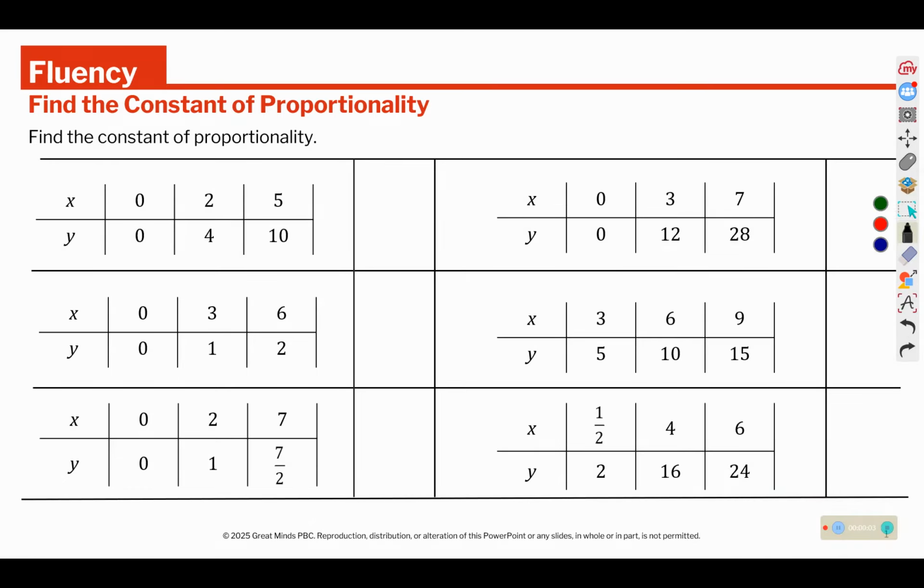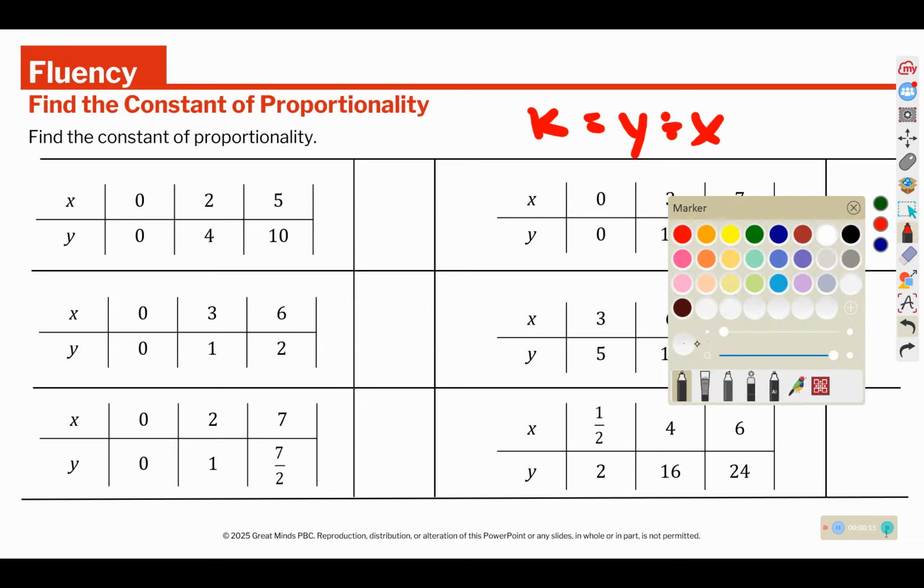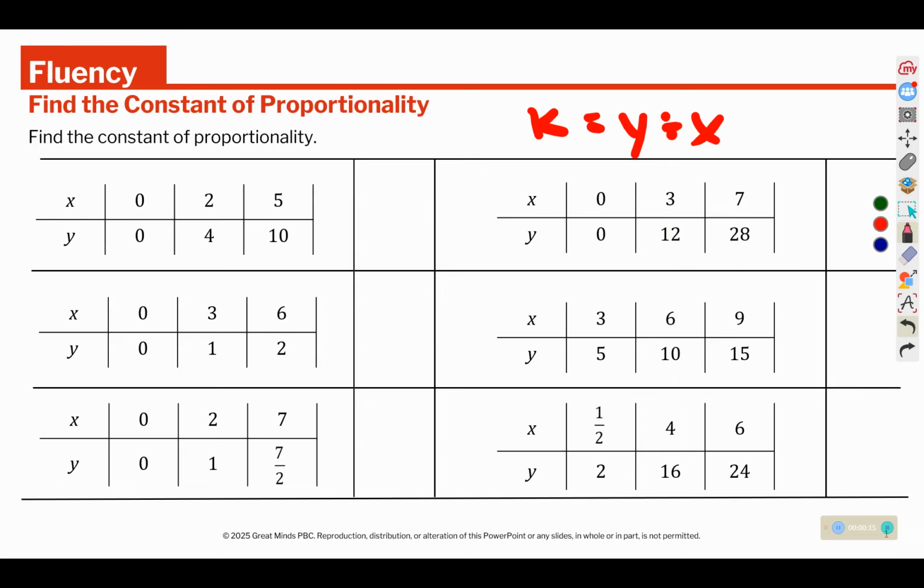For this warm-up, you are going to find the constant of proportionality. Remember, to find k, we do y divided by x. So in this second one here, the y value is 1 and the x value is 3. 1 divided by 3 can be rewritten as 1/3. If we check another section in the table, 2 divided by 6 is also a third when it is reduced. So find the constant of proportionality for all of these.